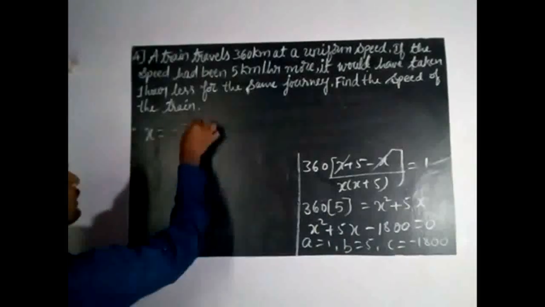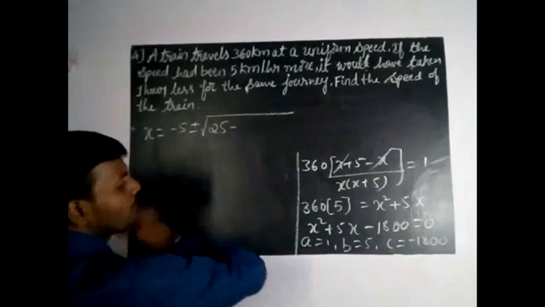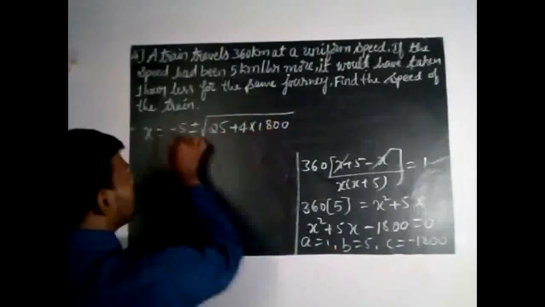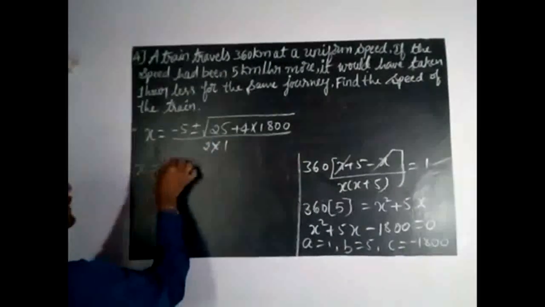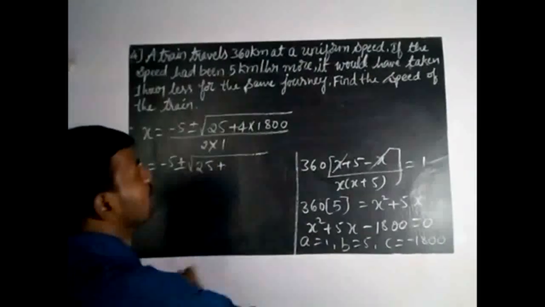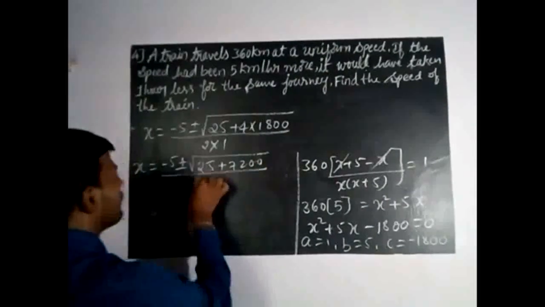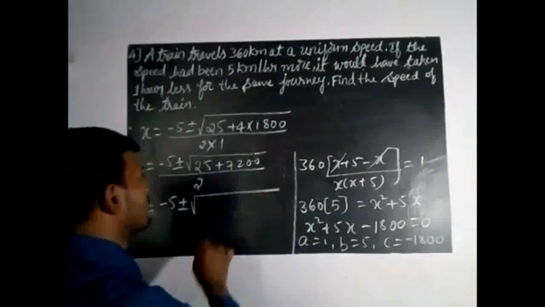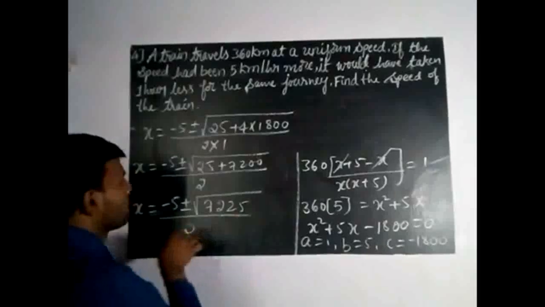Minus b means minus 5 plus or minus root b square, means 5 square, and that is 25. Minus into minus, it becomes plus 4 into 1800, divided by 2 into 1. Then x is equal to minus 5 plus or minus root 25 plus 7200, divided by 2. X is equal to minus 5 plus or minus square root 7225 by 2. Now simplify.